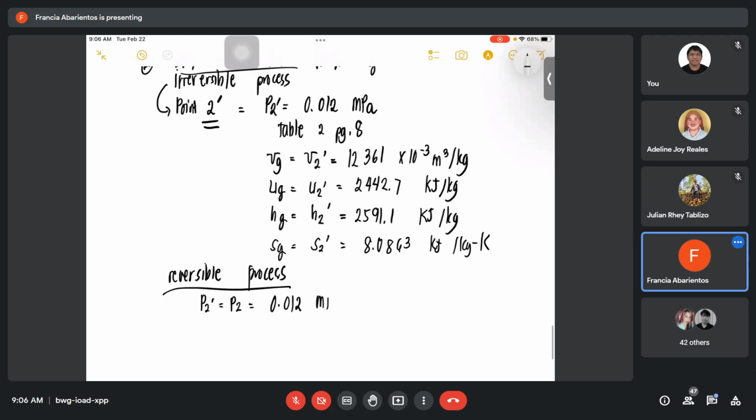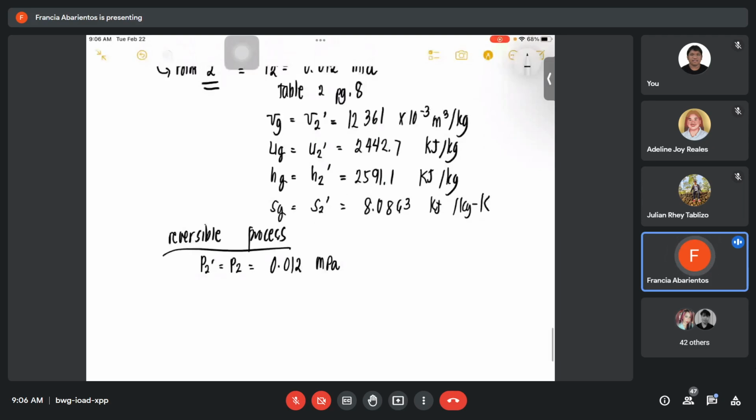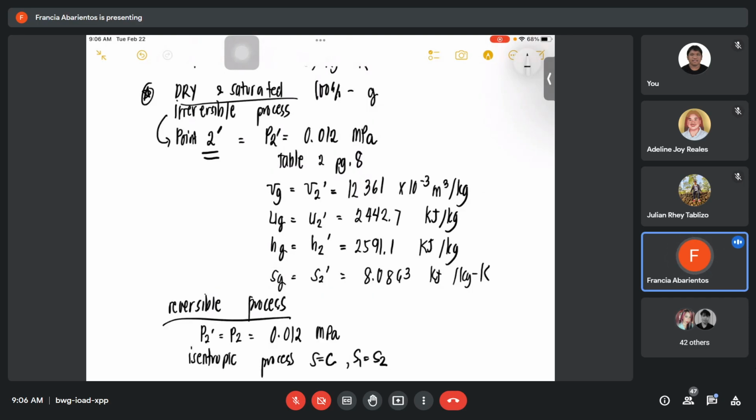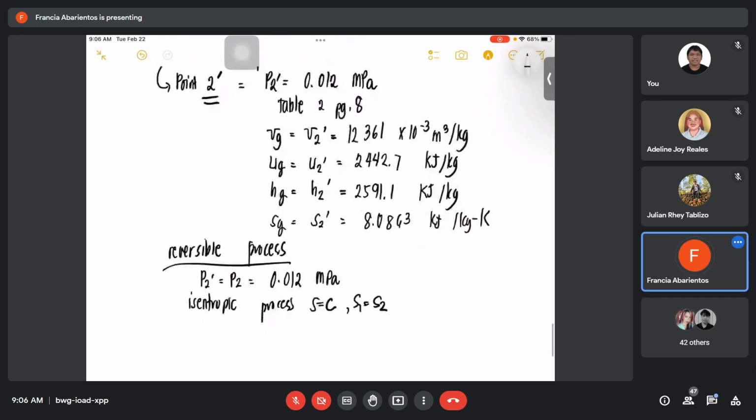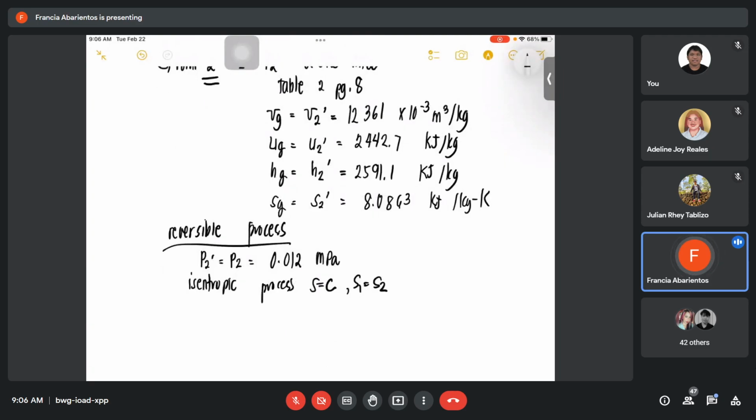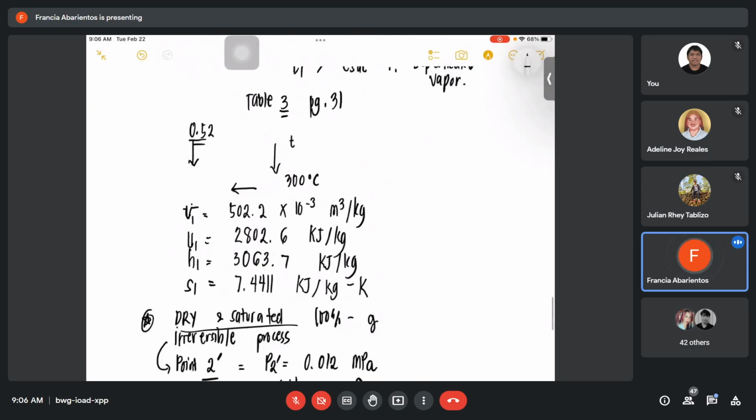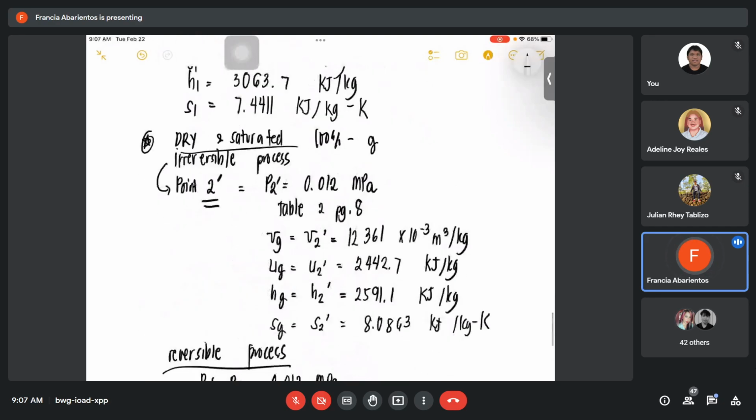But, considering that this is an isentropic process, we all know that S is constant. So, S1 is equal to S2. Ang gagamitin mong guide, class, if this dry and saturated irreversible process is not stated in the problem, ang kukunin mo is yung S1. Diba? What is S1? This is 7.4411.